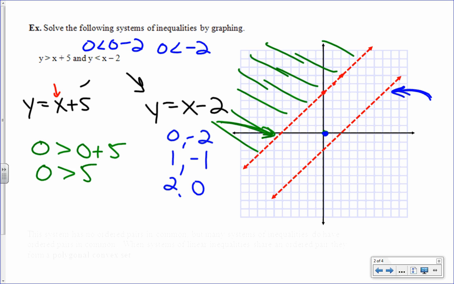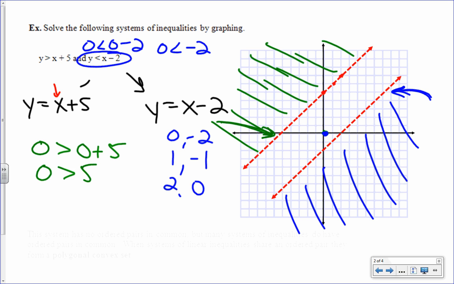So if it's not above that line, it must be below. So the blue shading shows you where all the answers are for that inequality. The green shading shows you where all those answers for that one are. I want to know where all the points are that work for both of them. So where are they? Yeah, there aren't any. There is no combination of x and y that will work in both of those.